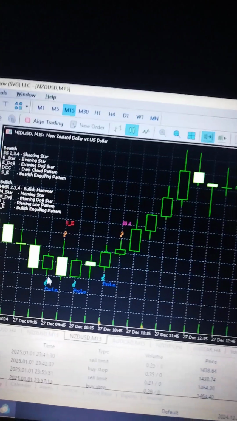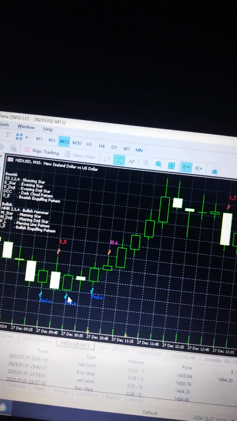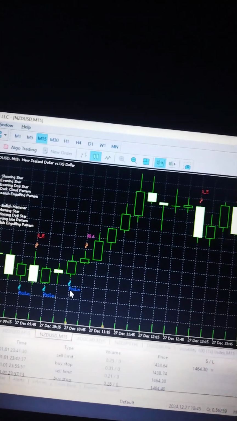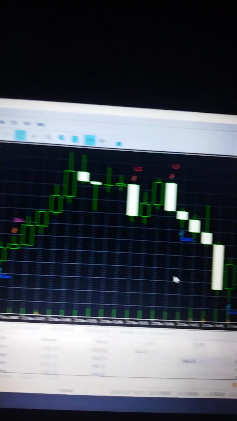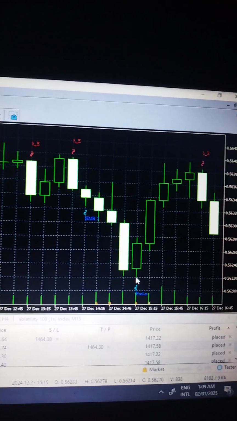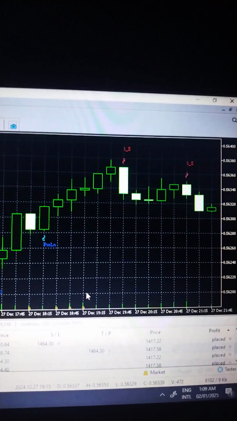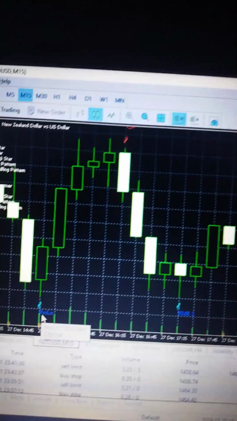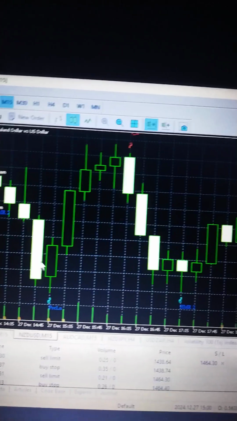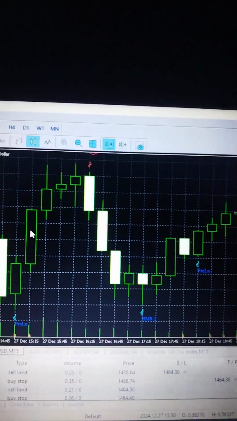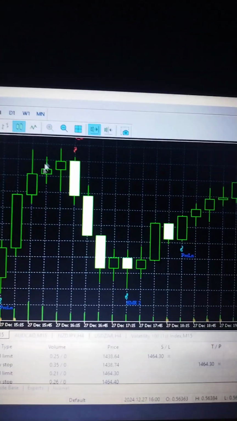You can see it appear here, and here again, and then you have all the bullish all the way. Take a look at this. The same thing also played out here. You see it appear here, and the next thing you see, boom, all the way is a bullish market.